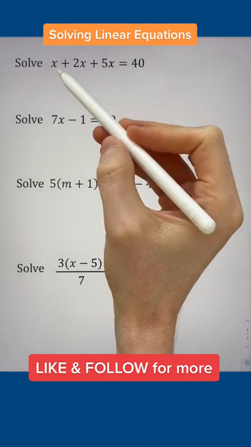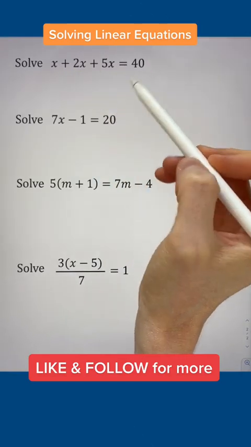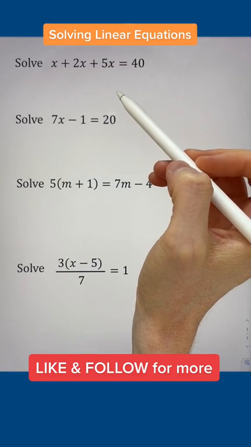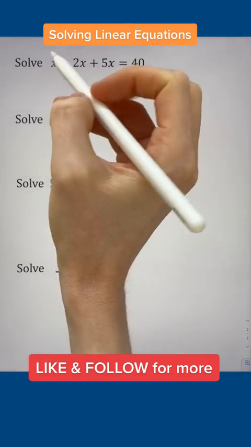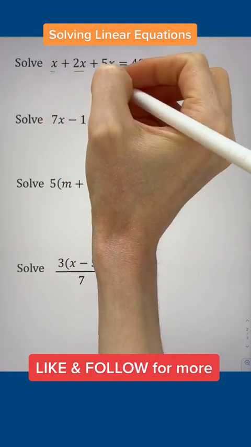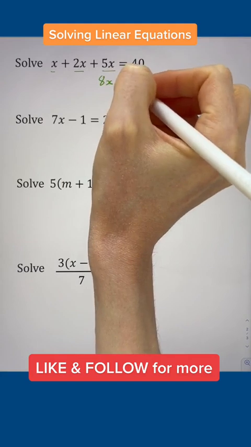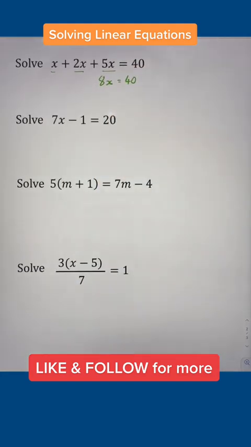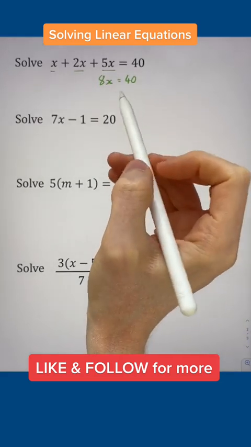Question 1, we're asked to solve x plus 2x plus 5x equals 40. We're going to start by collecting like terms on the left. Here we've got x plus 2x is 3x, and 3x and another 5x gives us 8x, so I've got 8x equals 40. As I'm solving for x, I want to get the value of x by itself.